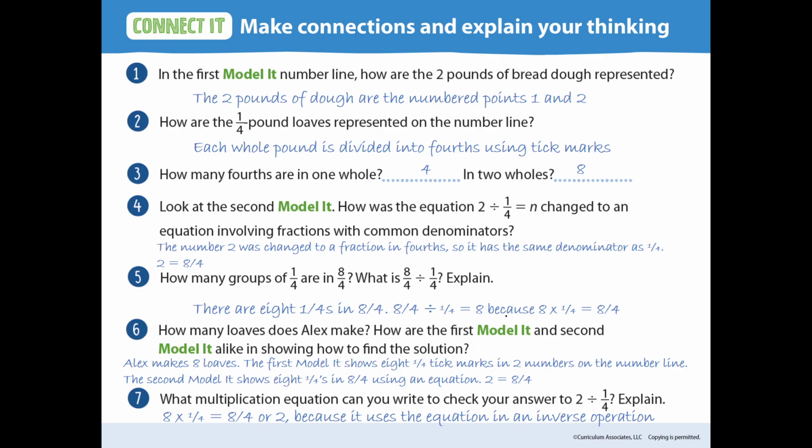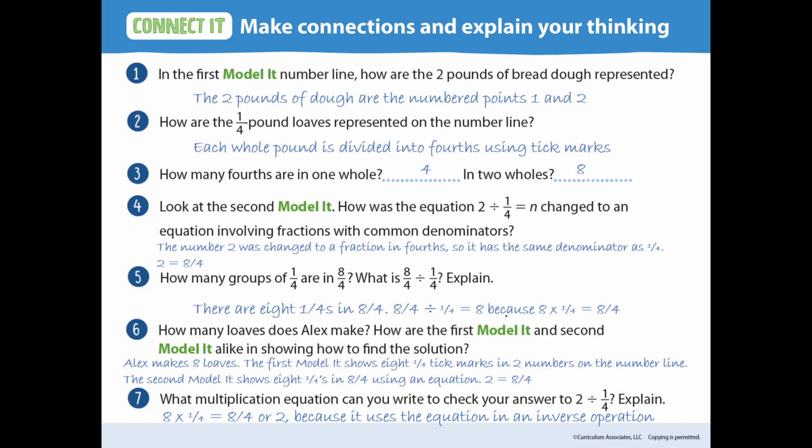Number 5, how many groups of 1/4 are in 8/4? What is 8/4 divided by 1/4? Explain. There are 8 1/4 in 8/4. 8/4 divided by 1/4 equals 8 because 8 times 1/4 equals 8/4.